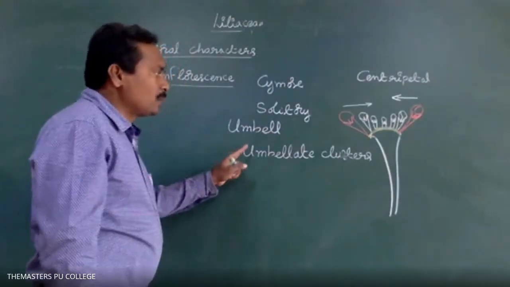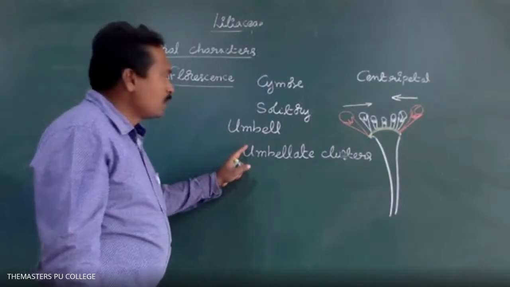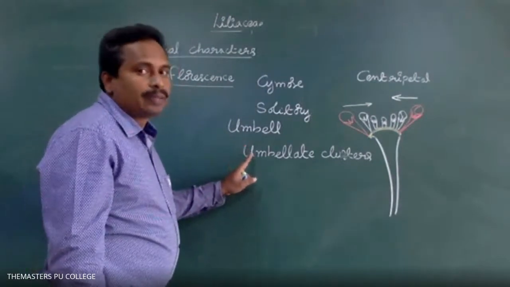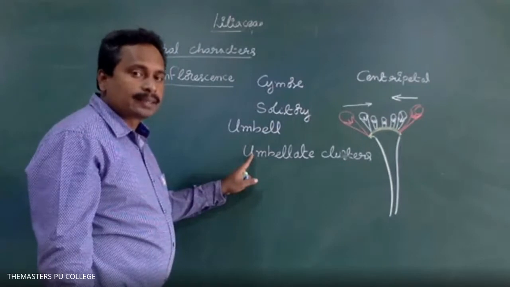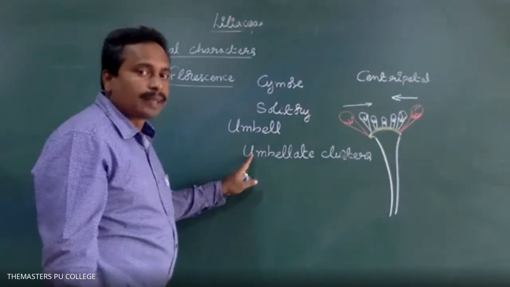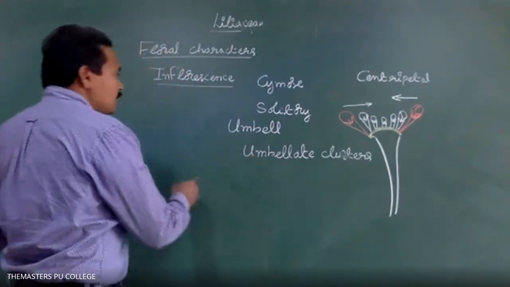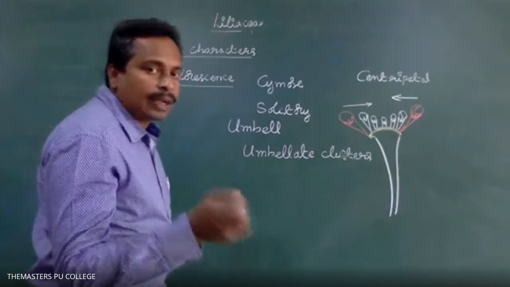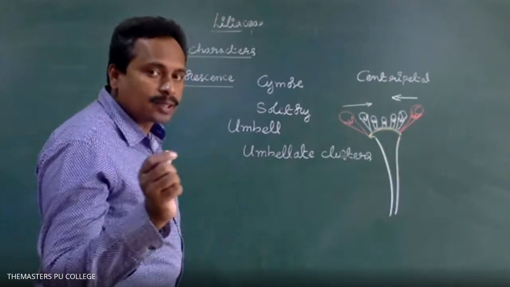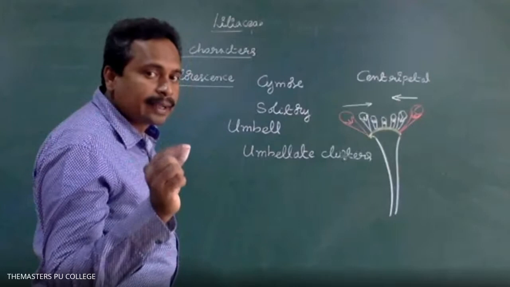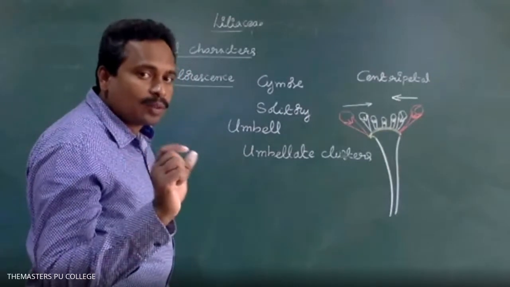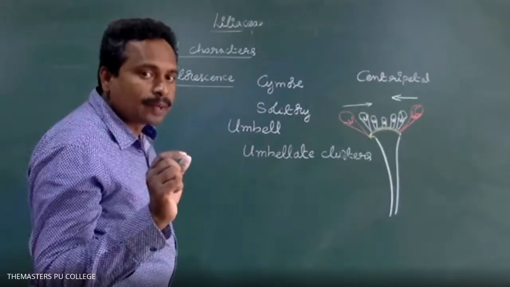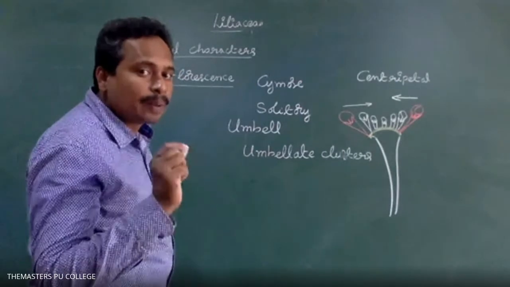So these umbellate clusters, umbel type of inflorescence, are present for example in onion. You have already drawn it in your class notes. In the NCERT textbook, one of the inflorescence diagrams shows umbellate cluster in onion plants.